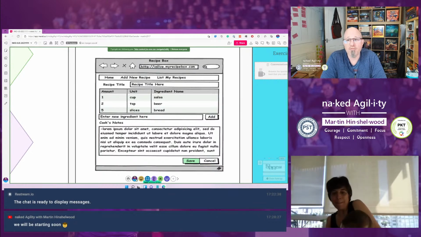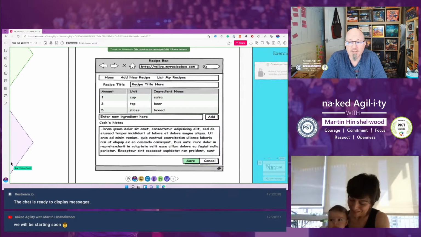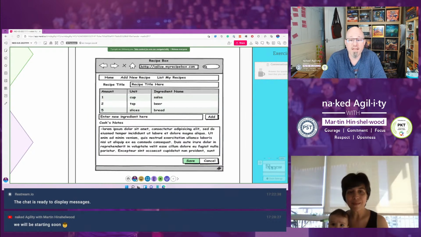So I do not believe that acceptance criteria are mandatory for anybody. If you think they're a good idea and you think they add value to your team and add understanding, use them. If they don't, don't. Okay?